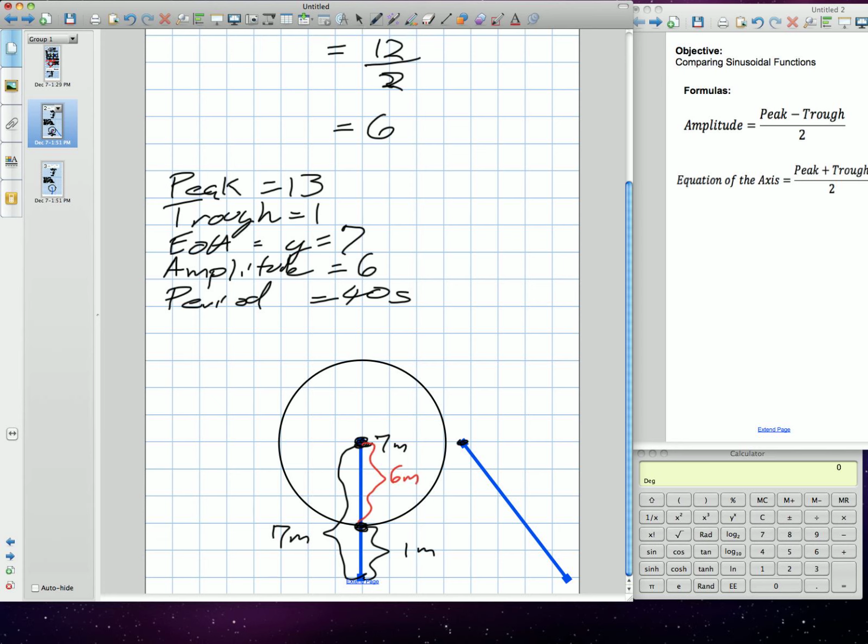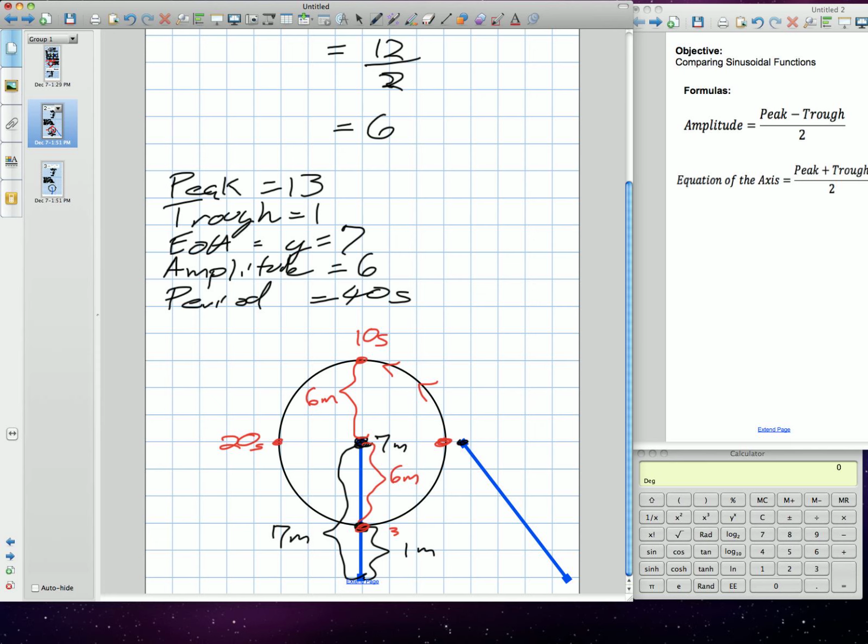The radius of this Ferris wheel is 6 meters, because we know from the middle to the bottom, or from the middle, I didn't draw that very nice. We know that there's a 6 meter radius. We also know that it starts here, because this is where we get on, which is 7 meters. So as it goes around, you're going to be at your highest point 10 seconds in.